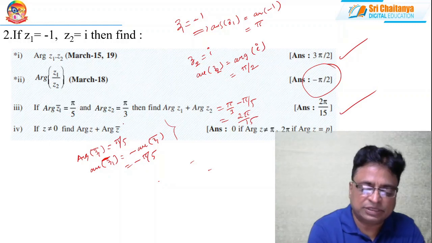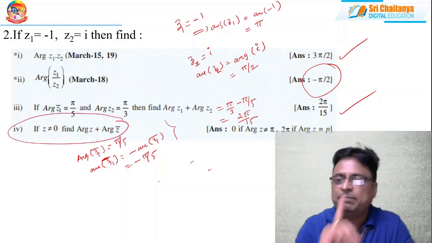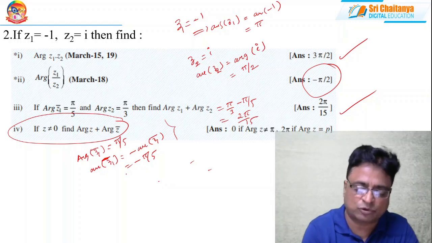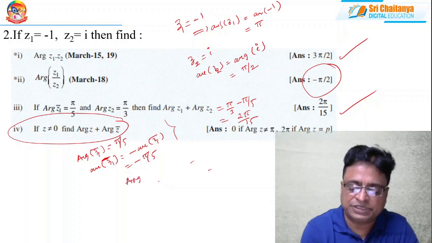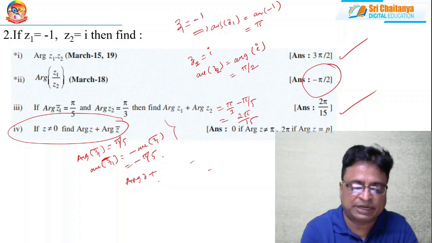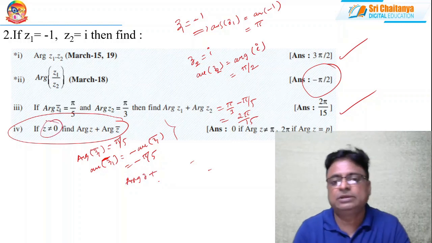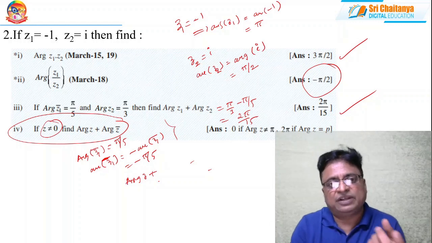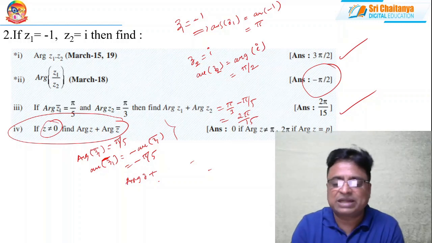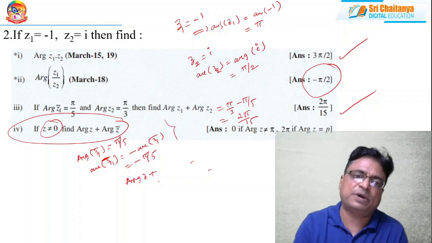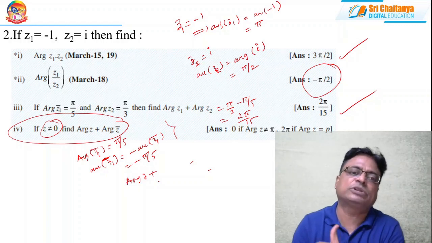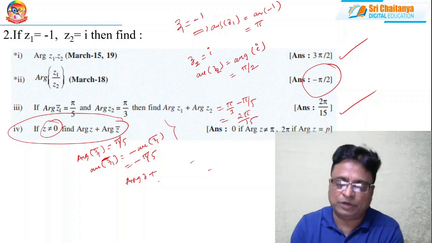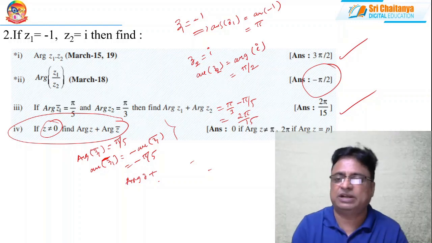Similarly, here also, this is a problem itself, an important question, and several times it has been asked in several competitive examinations. Just now I have told argument of Z plus argument of Z bar. Here Z not equal to 0 is given. Z not equal to 0 means what? The real part and the imaginary part both are not equal to 0. That is the important point. Or they are purely positive or purely negative, something like that.